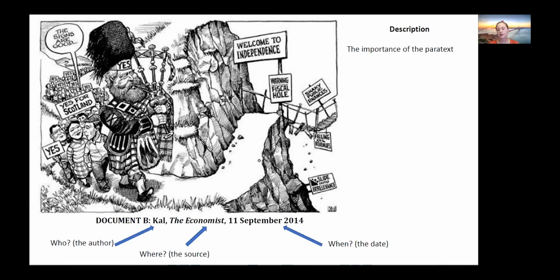For example, you can find the author, so Carl, and if you pay attention to the cartoon, you also find him mentioned here in the corner. You also find the source, so The Economist, and the date. So the author of this cartoon is Carl, the cartoonist. The Economist is a British magazine, and the date is 11th of September 2014.